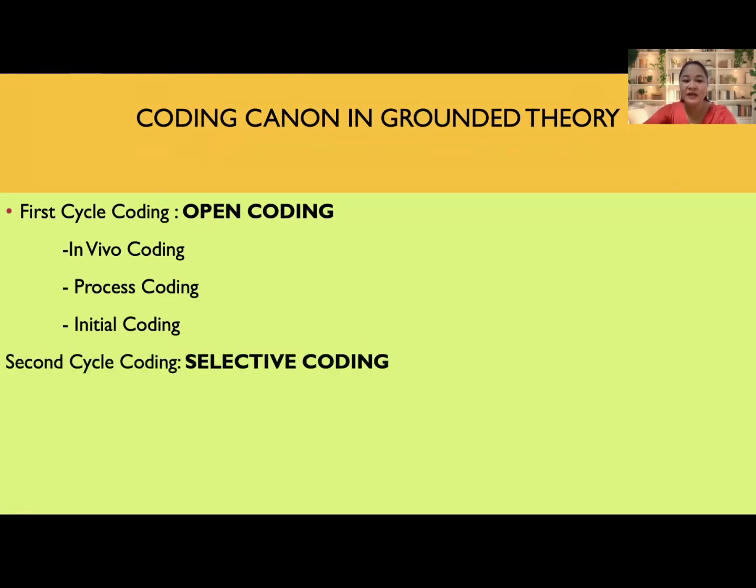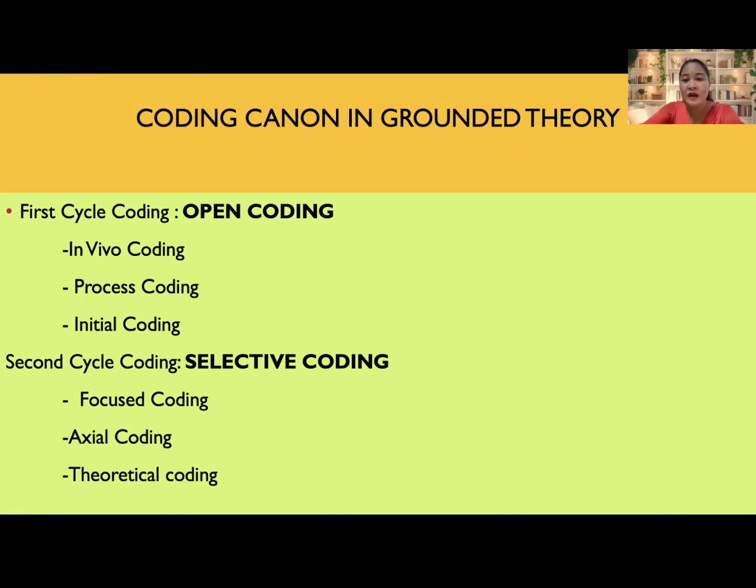In the second cycle coding, this is what we call selective coding. This time, in the second cycle, you can use focused coding, axial coding, or theoretical coding. From the word axial coding, you are going to group together and get the connections of all positive, all negative, all strengths or weaknesses. Find the common. So you're going to group together similar situations, similar answers, so similar codes. So first cycle is open coding: that's initial, in vivo, and process. Second cycle is selective coding.